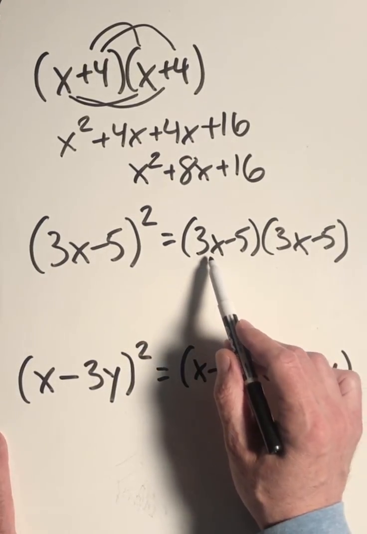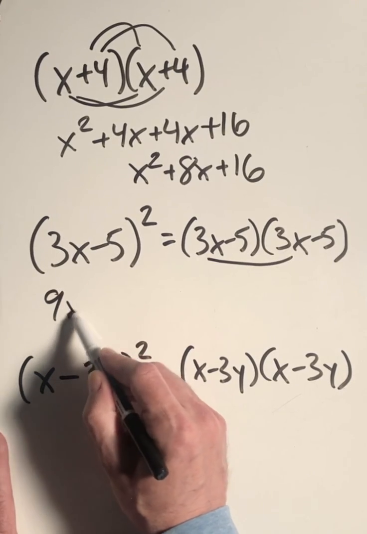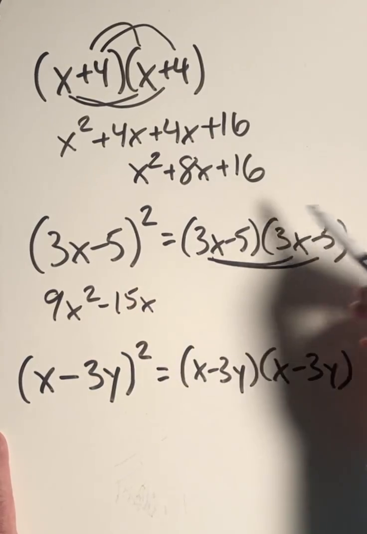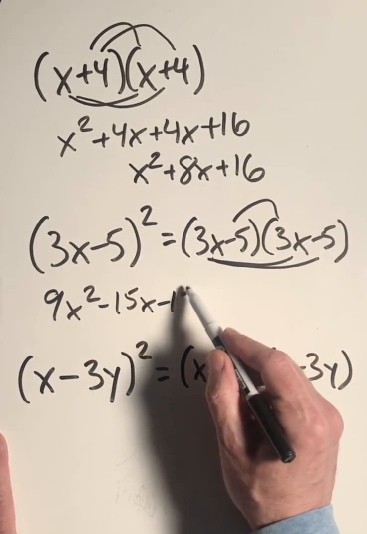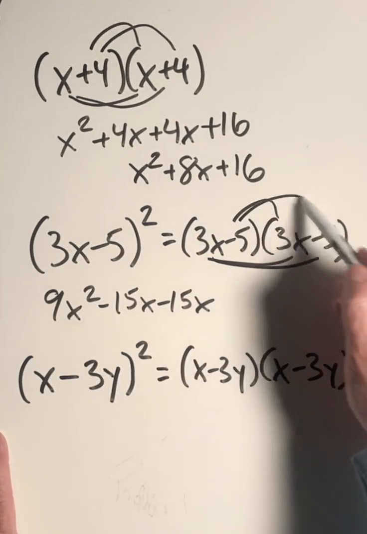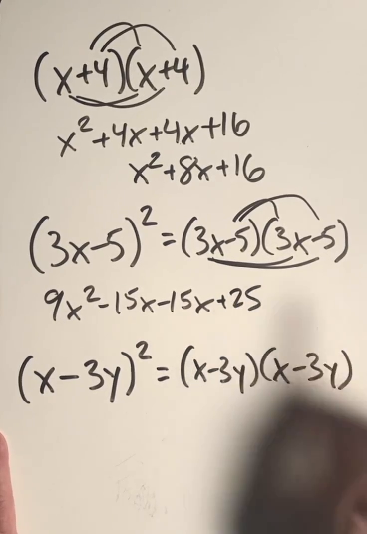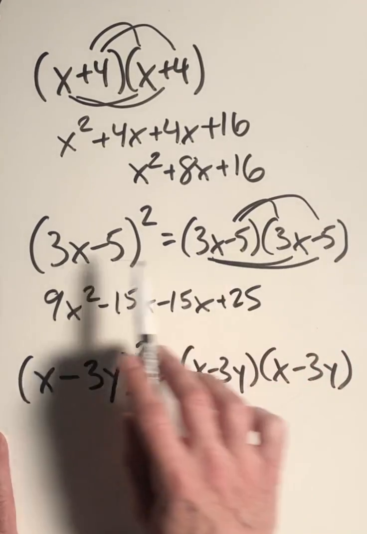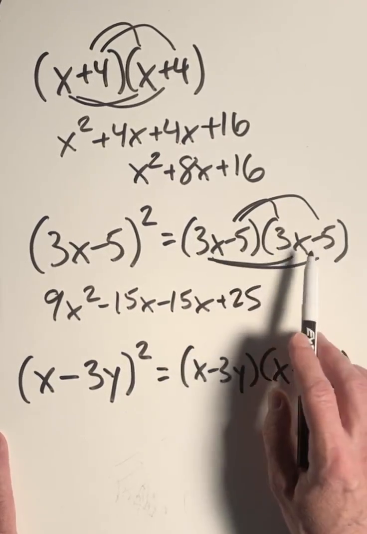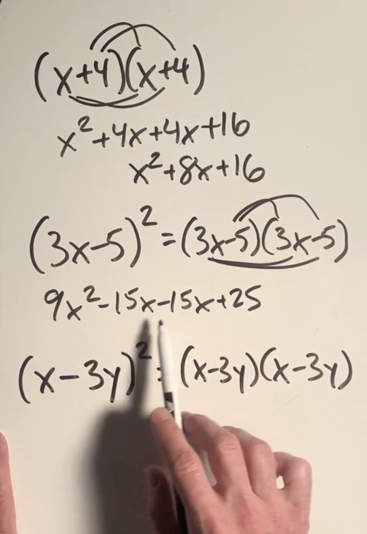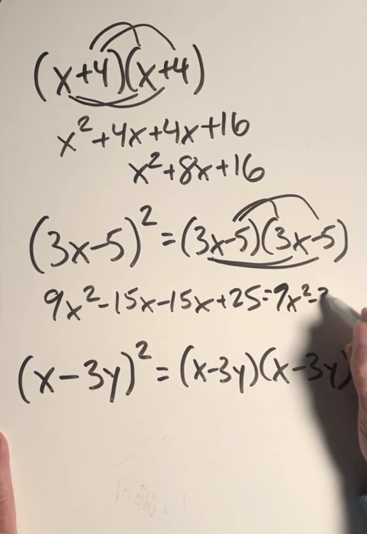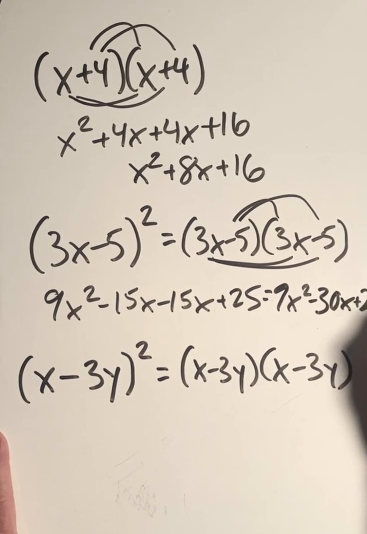Likewise here, we're going to take 3x times 3x, and that will be 9x squared. 3x times negative 5 would be negative 15x. Negative 5 times 3x would also be negative 15x. Same thing is happening here too. Negative 5 times negative 5 would be positive 25. Because of the structure here, we are squaring something. That means the first two terms and the second two terms are identical. We're going to be able to combine the center terms. In this case, we would rewrite as 9x squared minus 30x plus 25.